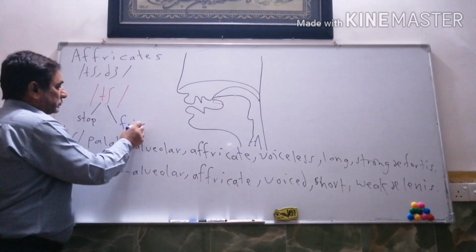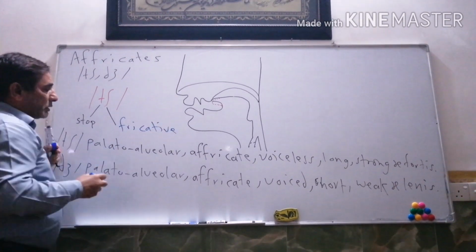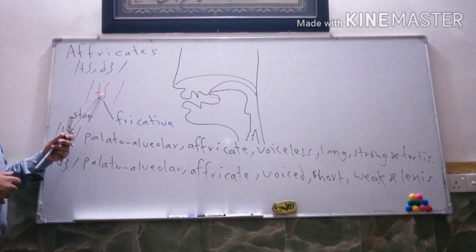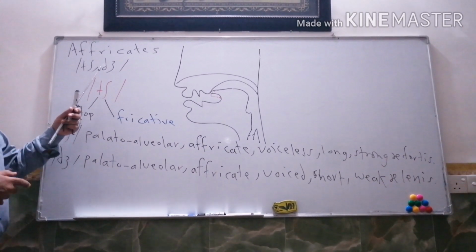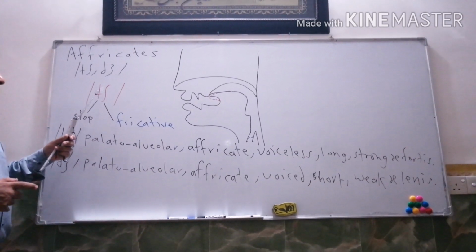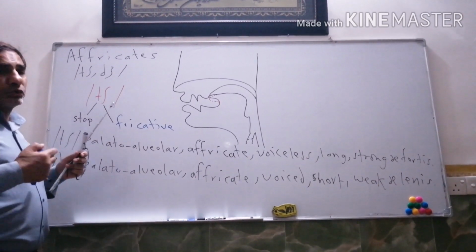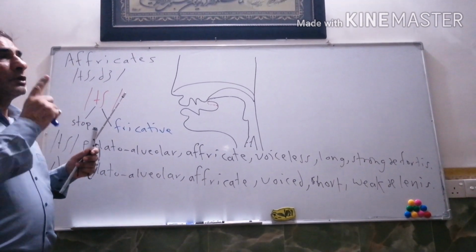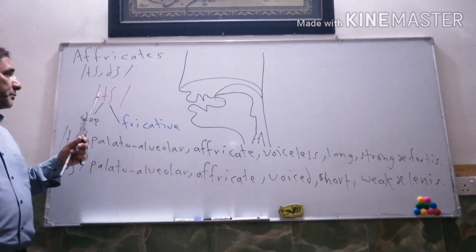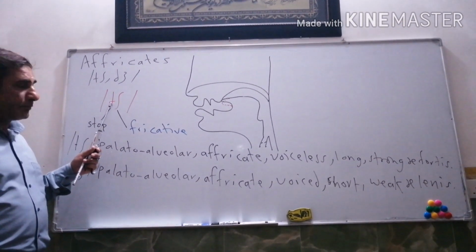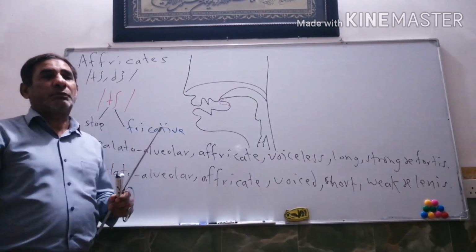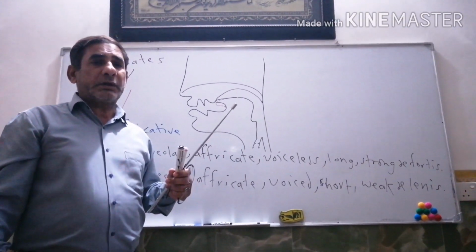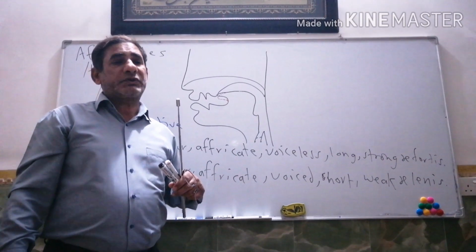So you see that this phoneme, which is "che", and the same goes for J also, consists of two parts, not two sounds. It is one phoneme, one sound, but it consists of two parts. The first part is a stop, which is "t", and the second part is "sh", which is a fricative. So we can say that neither the stop is complete nor the fricative is complete.